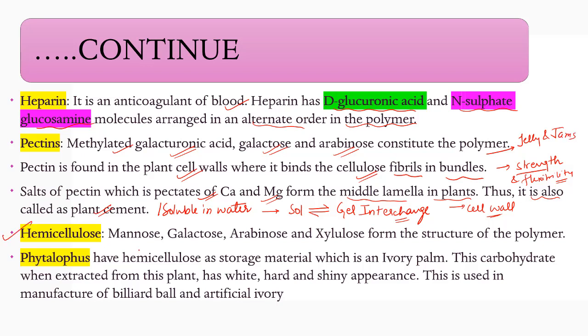Hemicellulose. Hemicellulose includes mannose, galactose, arabinose, and xylulose. It is a mixture of xylans, mannans, galactans, and arabinans, meaning mannose, galactose, arabinose, and xylulose. Hemicellulose occurs in the cell wall where it forms a link between pectin compounds and cellulosic microfibrils. So hemicellulose helps to join the pectin compounds to cellulosic microfibrils.